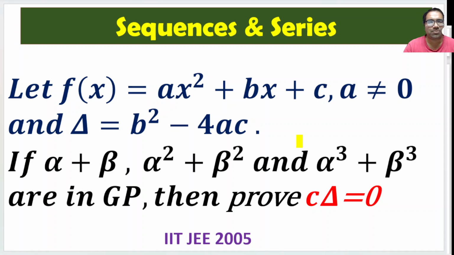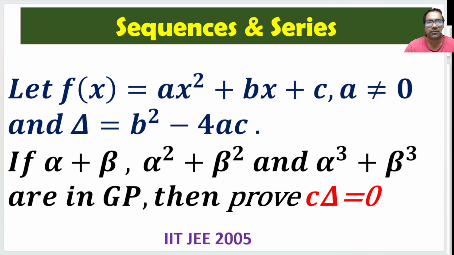Hi friends, in this problem, we are given f of x equals ax square plus bx plus c. Obviously, the leading coefficient a is not equal to 0 and delta is b square minus 4ac. Alpha, beta are the roots of this equation. Alpha plus beta, alpha square plus beta square and alpha cube plus beta cube are in geometric progression. Then we have to prove that c into delta is equal to 0.